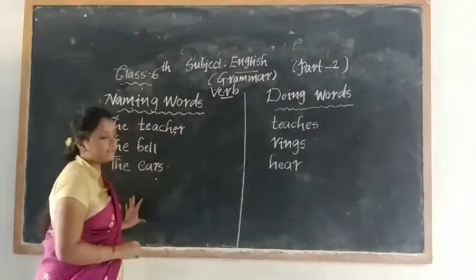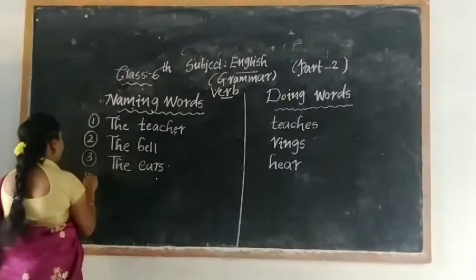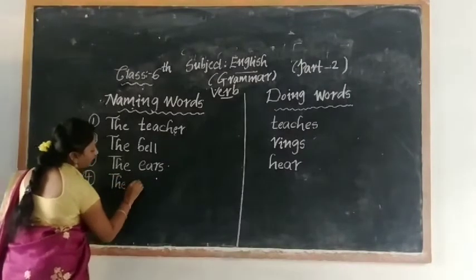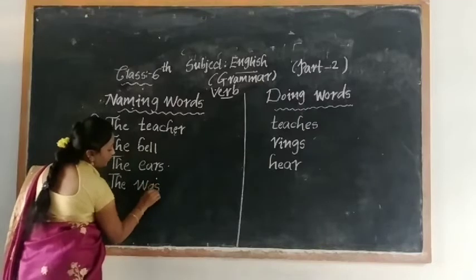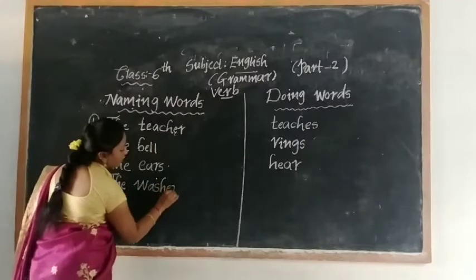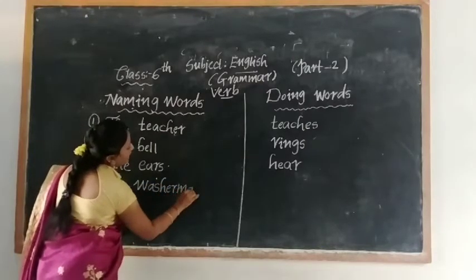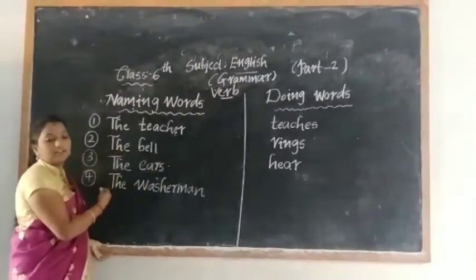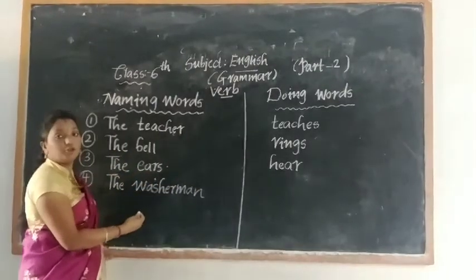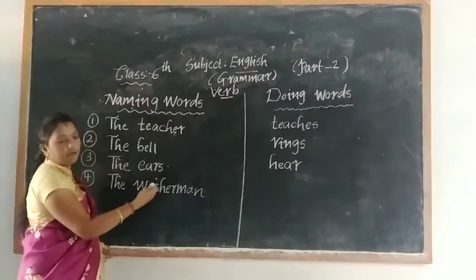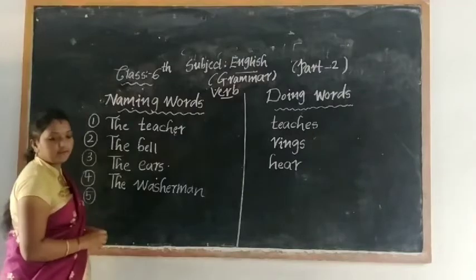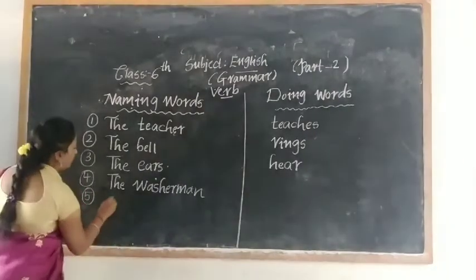Okay. Now we can see the washerman. Washerman is a naming word. You have to write the doing word. The washerman. What will he do? The doing word you have to write. Okay, take the next one. Next one we can see the grass.